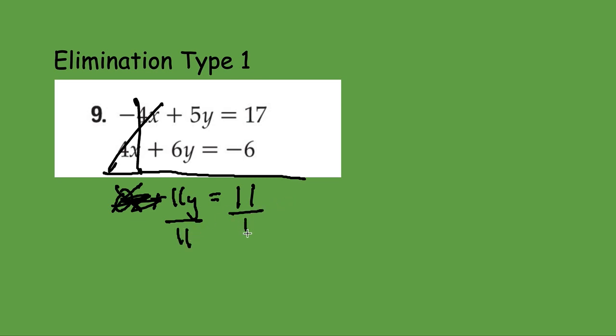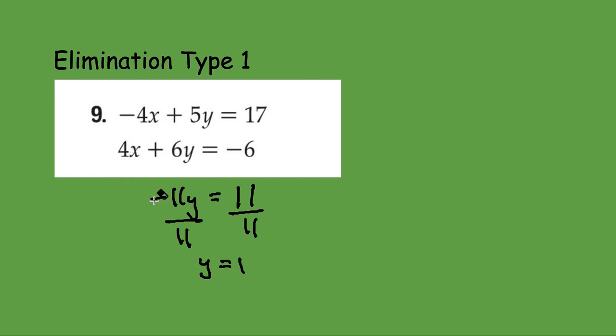11y, divide that by 11, and because you divide one side by 11, you divide the other, and you get y equals 1. All right. Now what we're going to do is plug 1 into one of these equations and solve for x. So it doesn't really matter. Let's do the bottom one. So we'll go 4x plus 6 times 1 equals -6. So if I simplify that, 4x plus 6 equals -6.